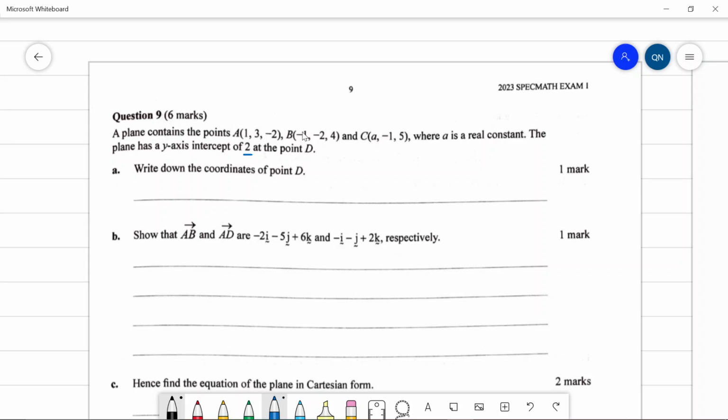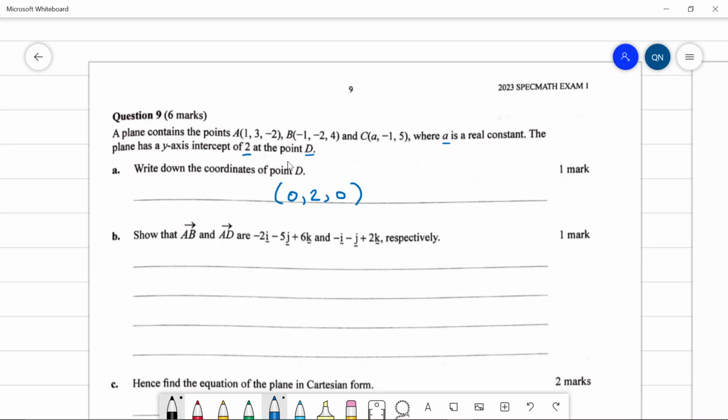A plane contains the points where A is a real constant. The plane has a y-intercept of 2 at the point D. Oh, D is the y-intercept. Okay. Write down the coordinates of D. It's 0, 2, 0. Is that it? Y coordinate of 2 at the point D.